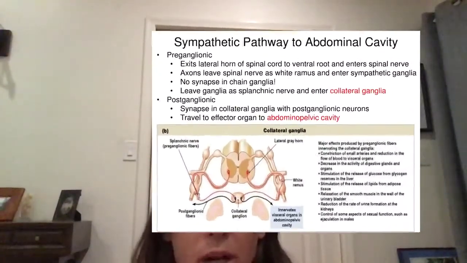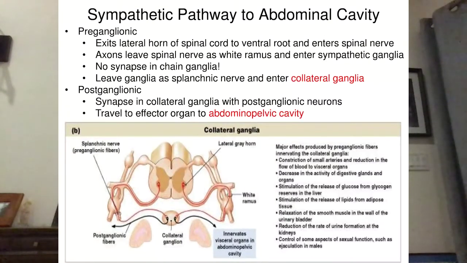Okay, so here we go, another pathway. Now the goal is to stimulate an organ in the abdominal pelvic cavity. Okay. And so our pathway is similar, it just gets longer. So the preganglionic fiber exits the lateral horn of the spinal cord to the ventral root and enters a spinal nerve. And then it goes down the white ramus into the sympathetic ganglia, but it doesn't synapse in the chain ganglia. It actually leaves out of the ganglia into what's called a splanchnic nerve.